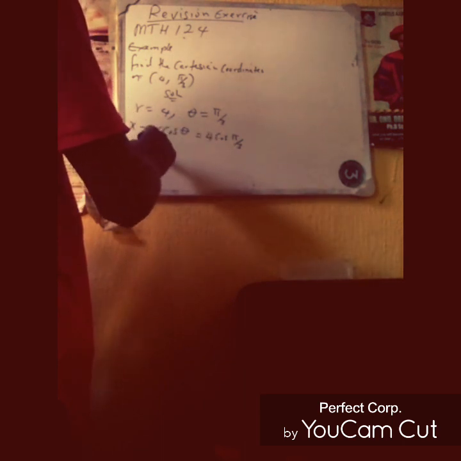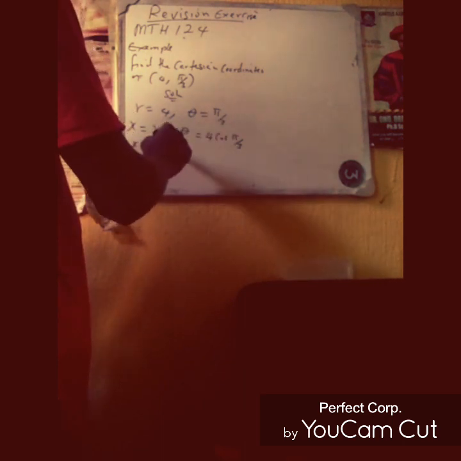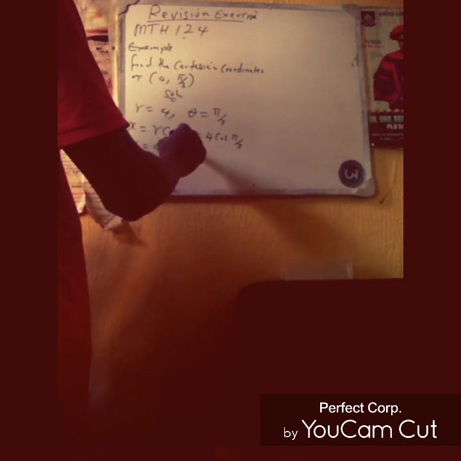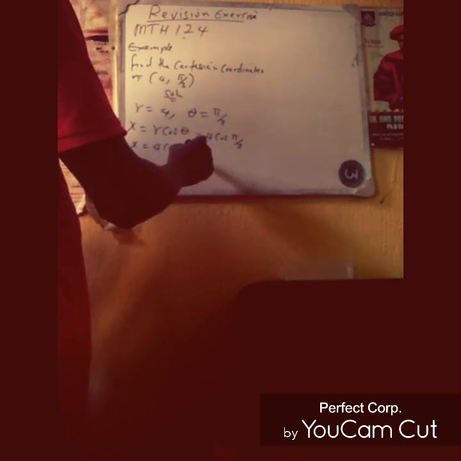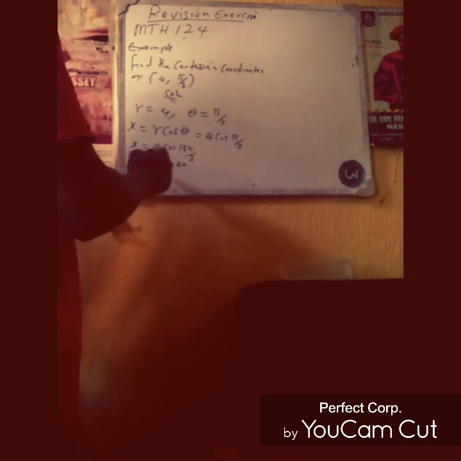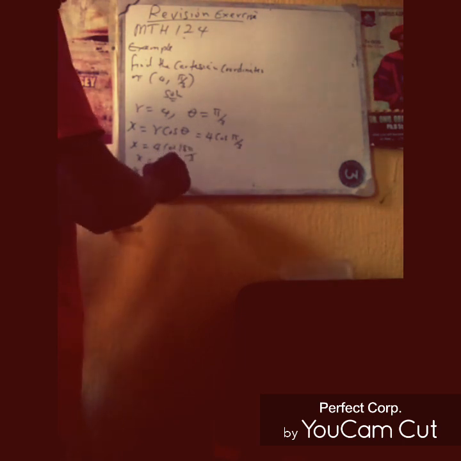Now x will be equal to 4 cos of pi, which is 180, all over 3, and x will be equal to 4 cos 60. 180 divided by 3 is 60. So x will be equal to 4 times cos 60, which is 1 over 2. Now x will be equal to 2.